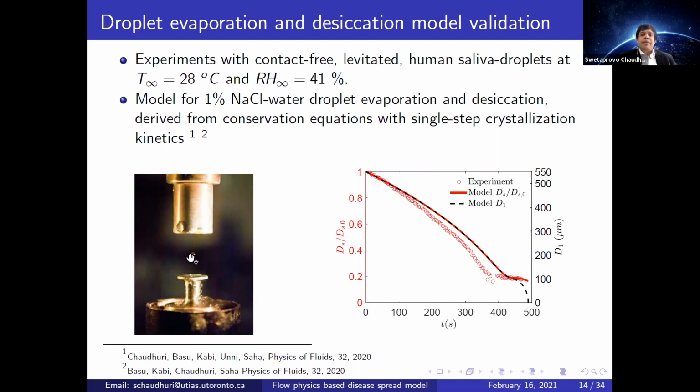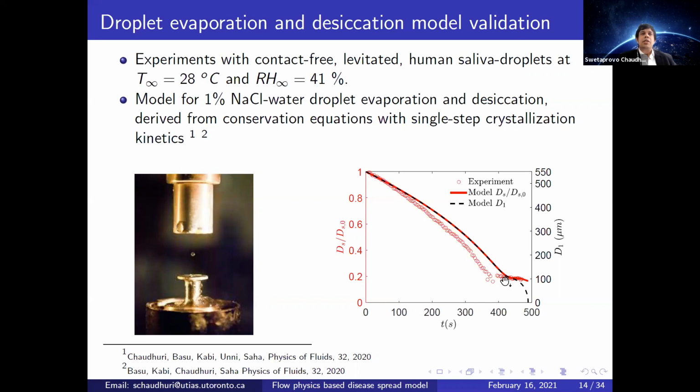So we basically levitate this actual saliva droplet in an acoustic levitator at a given condition, and then we measure the drying curve, the normalized droplet diameter as a function of time. This is the experimental result for a real human saliva droplet of initial diameter 550 micron, and this is the model prediction.